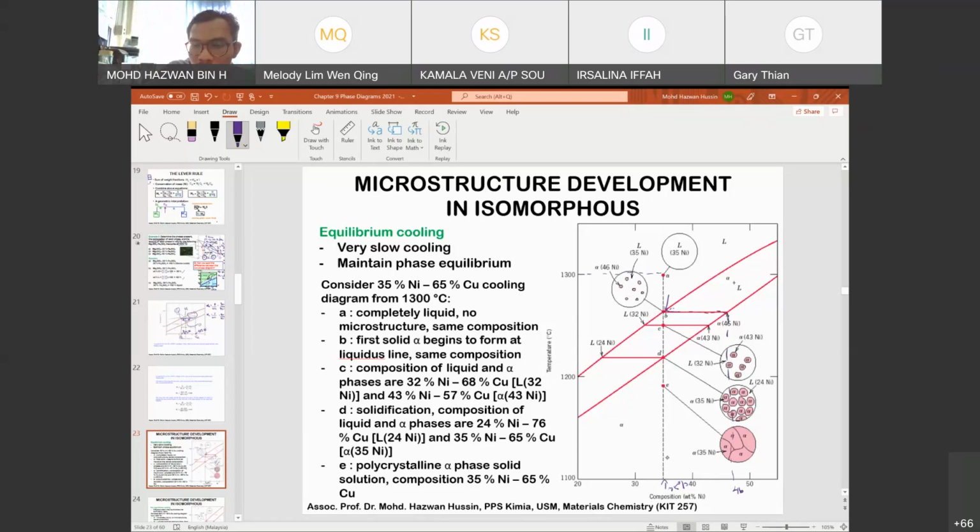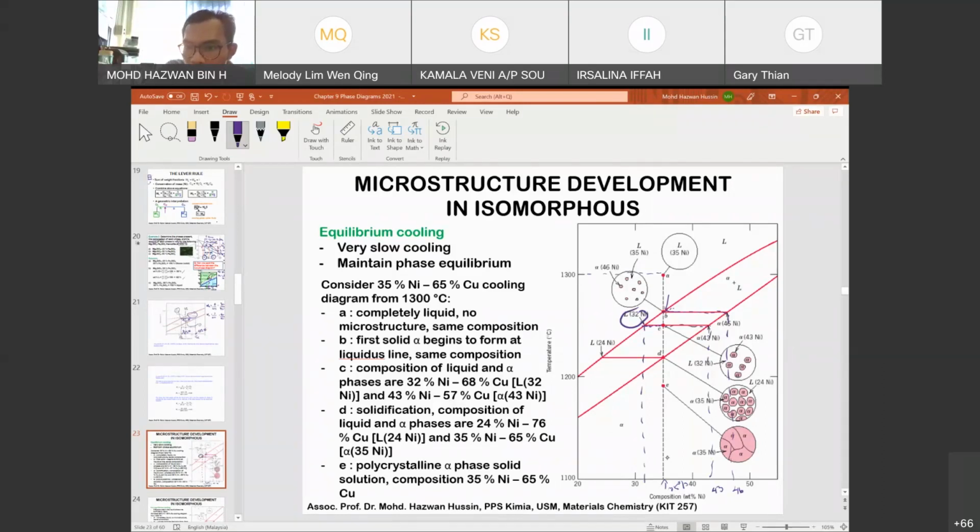Point C is still at liquid plus alpha. Composition of liquid and alpha phase are 32% of nickel and 43% of nickel. Since if you have a mixture, you have to report both: for liquid, you have 32%, and for solid, you have 43%. So what will be the microstructure?